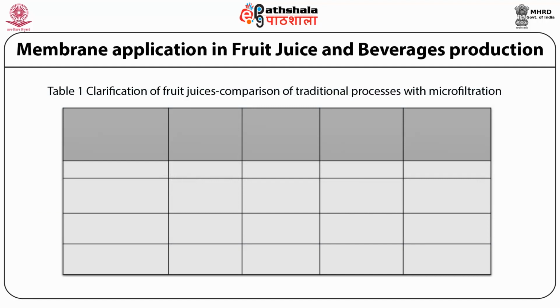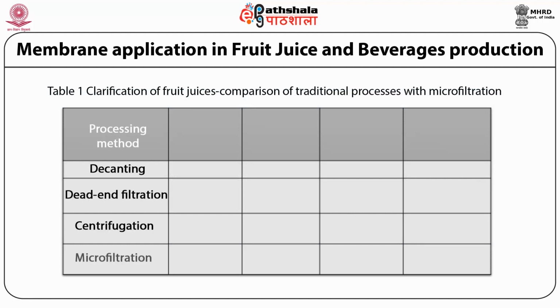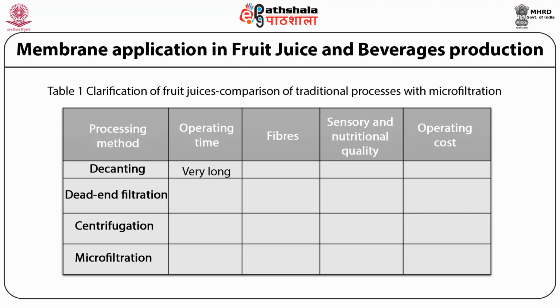So in the left corner we can see the processing methods, which include decanting, dead end filtration, centrifugation and microfiltration. Then operating time, fibers retention, sensory and nutritional quality of the product, and operating cost. If we take the example of decanting, then its operating time is very long and fibers retention is poor. Sensory and nutritional quality in this process is also poor, and operating cost is in the intermediate range.